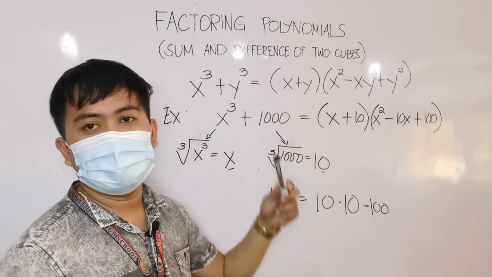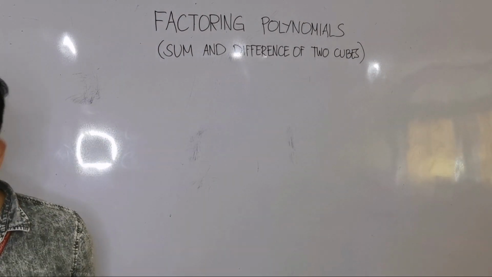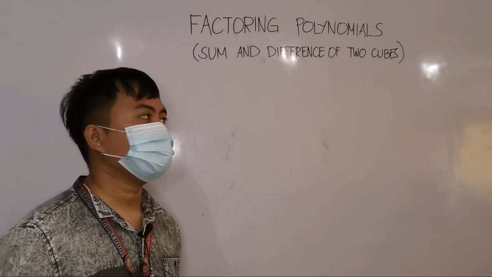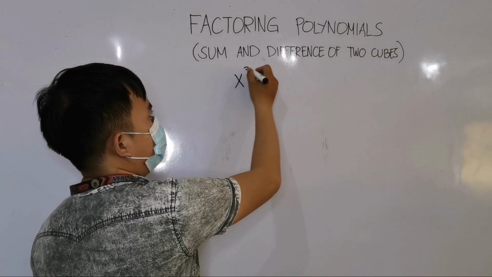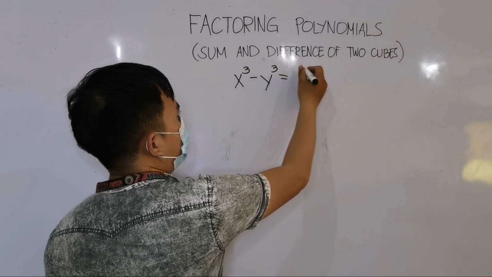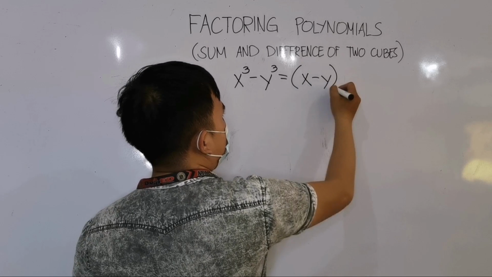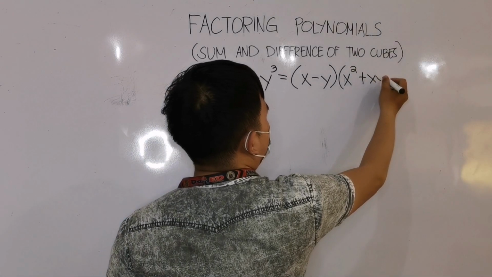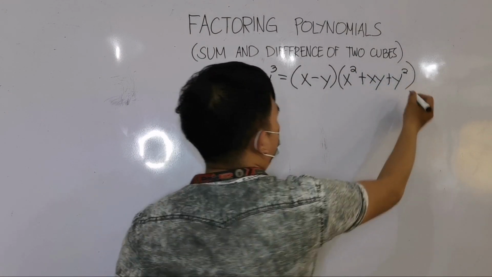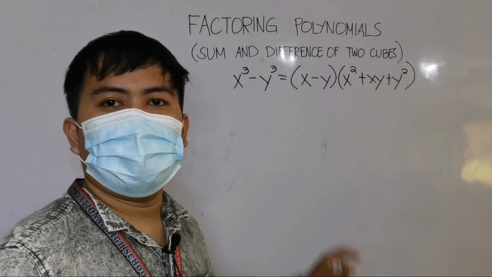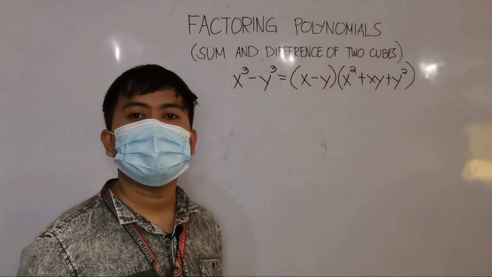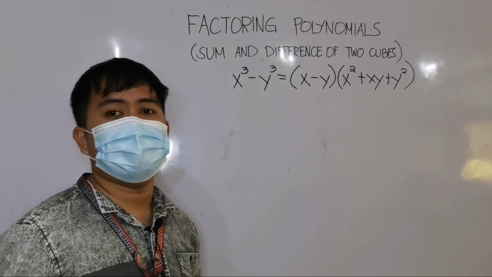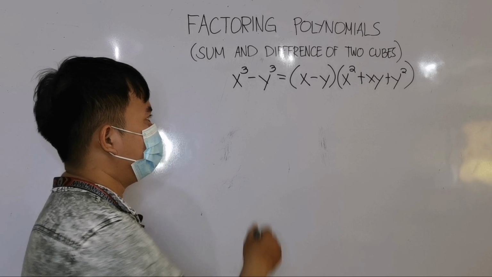So, dumako naman po tayo sa difference of two cubes. Okay. Sa difference of two cubes naman, x cubed minus y cubed is equal to the quantity of x minus y times the quantity of x squared plus xy plus y squared. Okay. Ito po yung dapat na i-familiarize natin. Dahil ito yung magiging silbing reference natin sa pag-factor ng sum and difference of two cubes. Okay, first example.